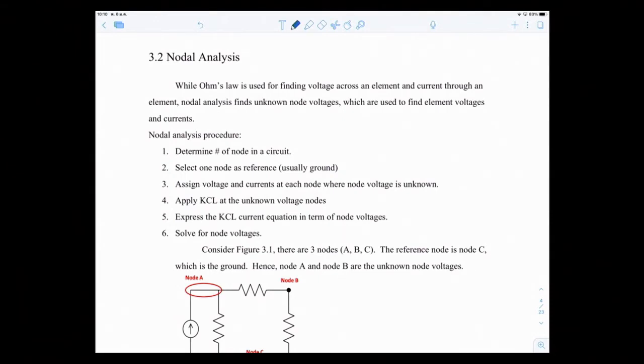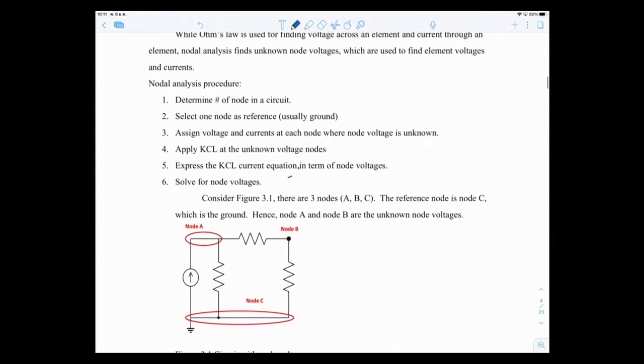Step 4, apply KCL at the unknown voltage nodes. Step 5, express the KCL current equations in terms of node voltages. And number 6, we solve for node voltages. So in another way, at the end, if you perform nodal analysis, you would get the node voltages of the problem.